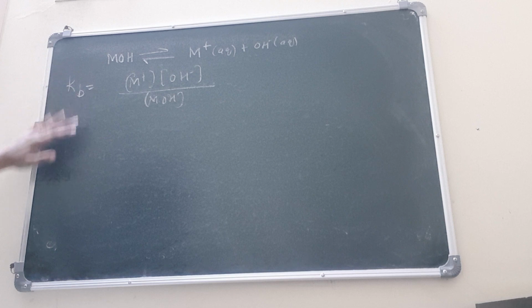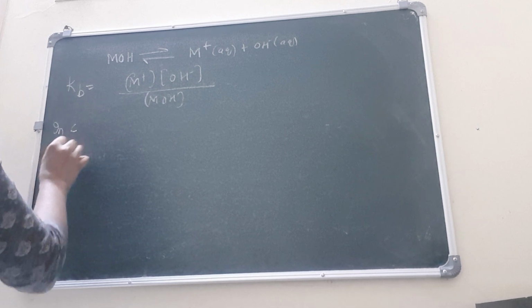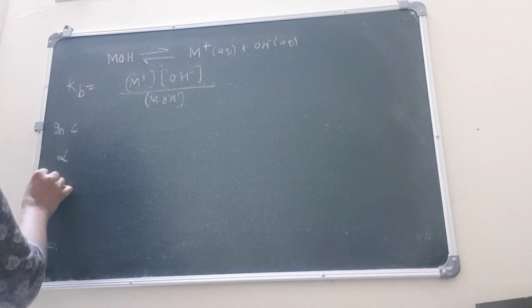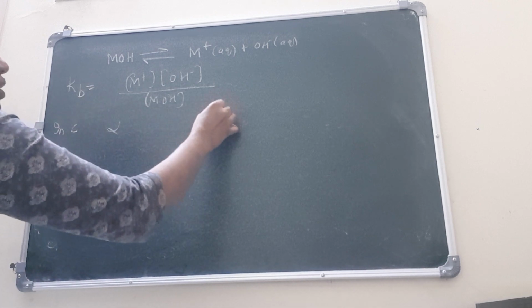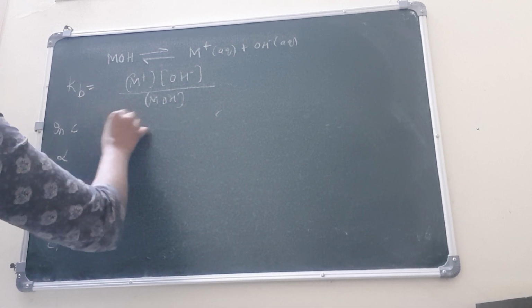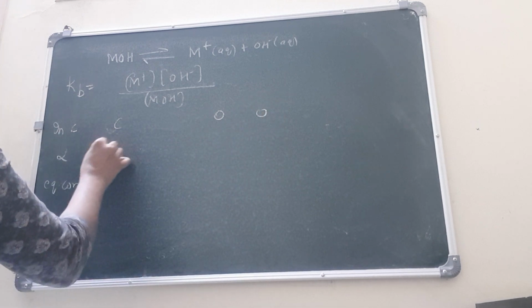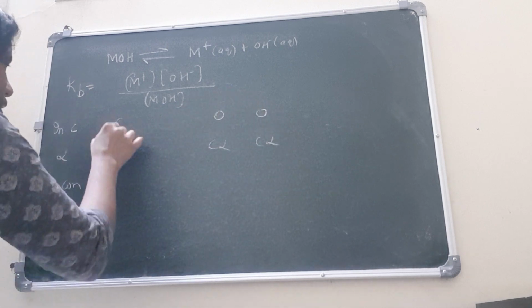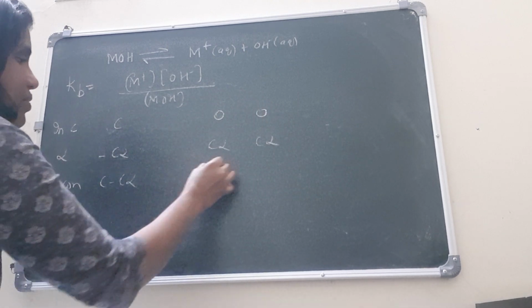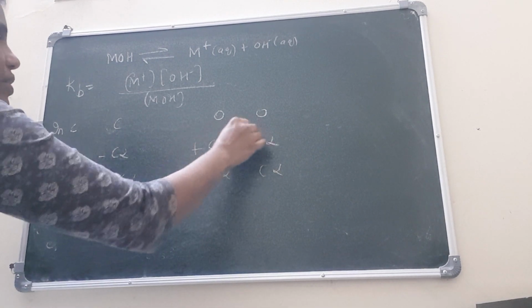So now again the same table you are going to do, all right? I will just tell you orally. You will write initial concentration, alpha, that is extent of dissociation, and equilibrium concentration. So this will be C0 and 0 for the products, and here it will be minus C alpha and plus C alpha. Just have to subtract: C minus C alpha, C alpha, C alpha. That's the reason there is a plus there.